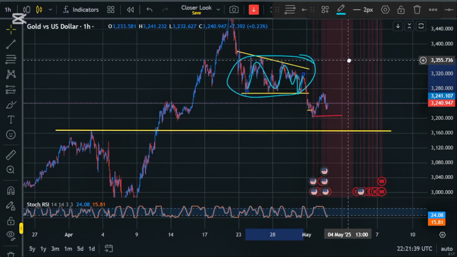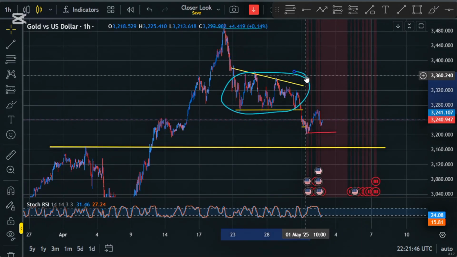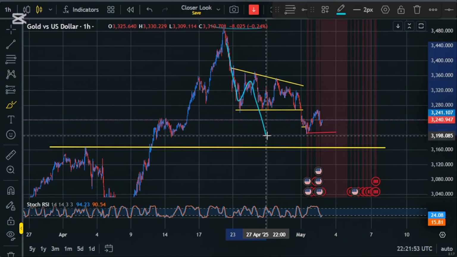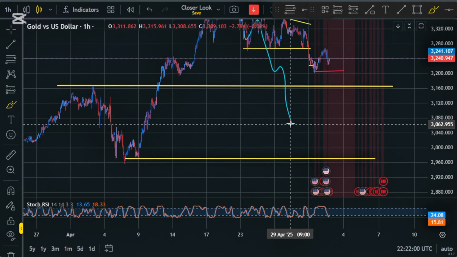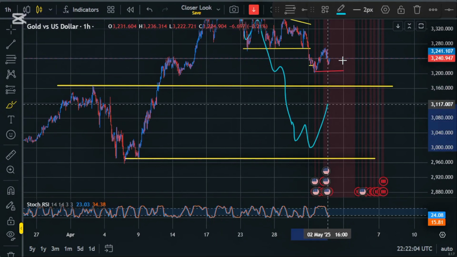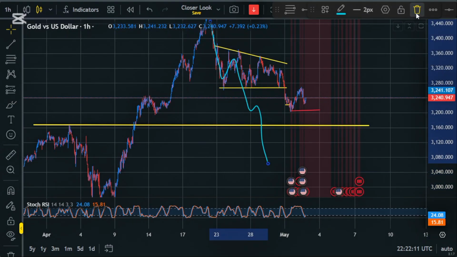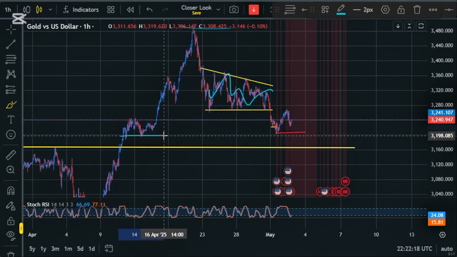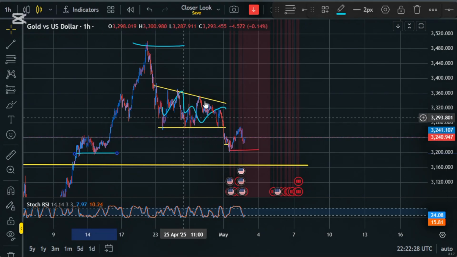If the market had gone down from here without this range, then I would have expected an inducement. Let's assume the market just went down like this, then I should have expected an inducement to the downside, but we didn't see that. So this range alone validates this level of support for gold to move to the upside.